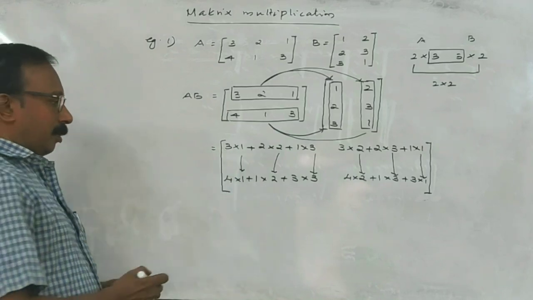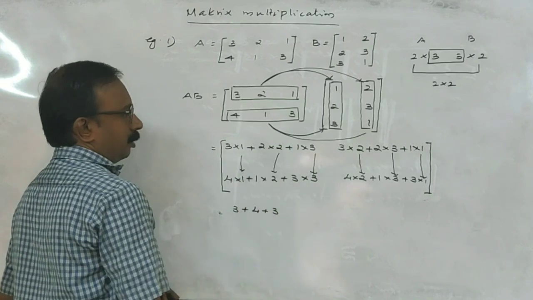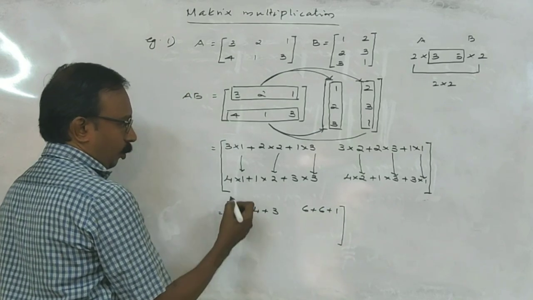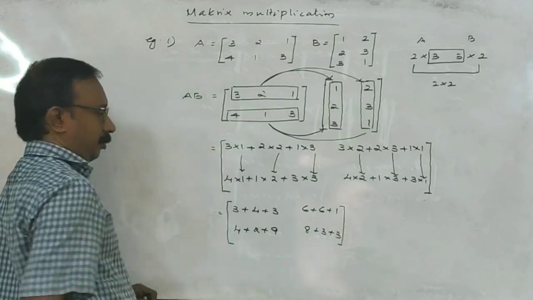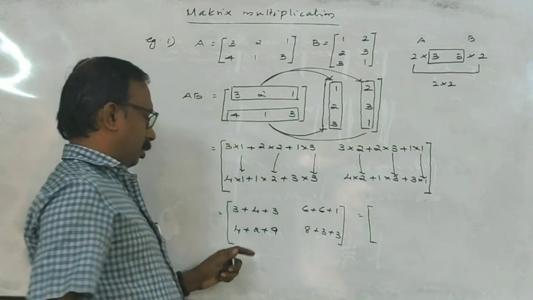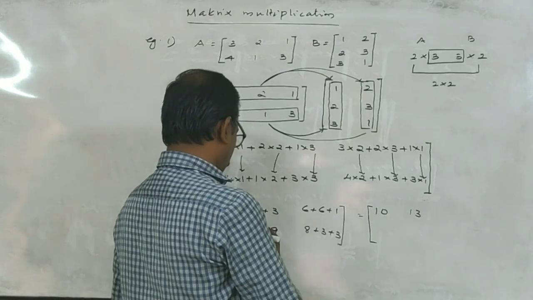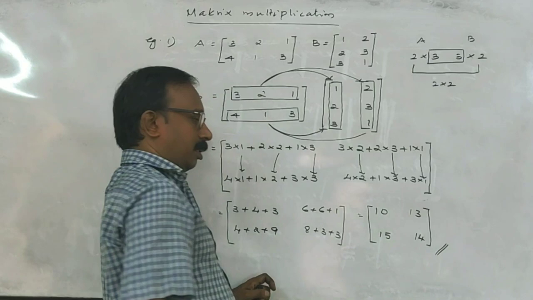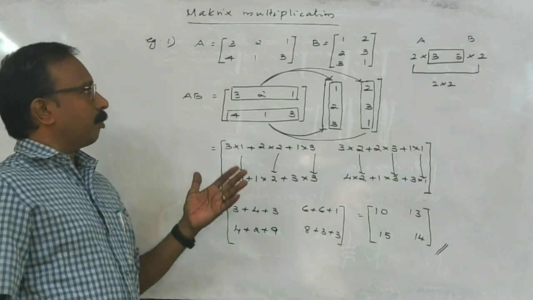So, 3 into 1 is 3, plus 2 into 2, 4, plus 3. Now, 6 plus 6 plus 1. Now 4 plus 2 plus 9. 8 plus 3 plus 3. Therefore, the product matrix is 3 plus 4 plus 3 is 10, 13. Then 6 plus 9 is 15, 14. This is the product matrix, and the product matrix is of order 2 by 2, isn't it? So this way we can find the product of two matrices.